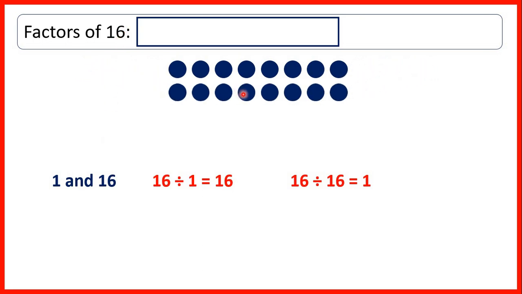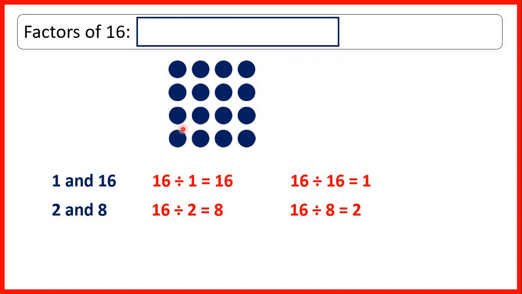But we can rearrange these counters to make 2 rows of 8. That's because 2 times 8 is 16, so 2 and 8 are factors. 16 divided by 2 is 8, and 16 divided by 8 is 2.